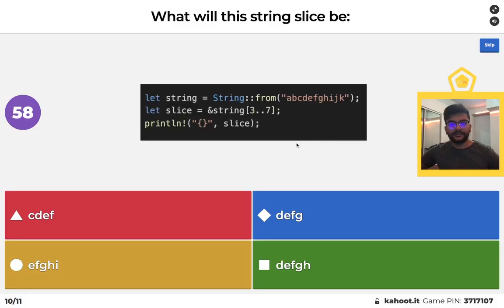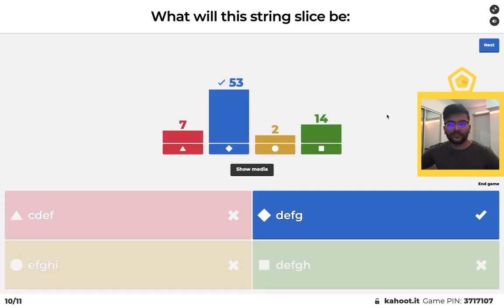What will this string slice be? So from the third index to the blank index. Okay, I think everyone got it.